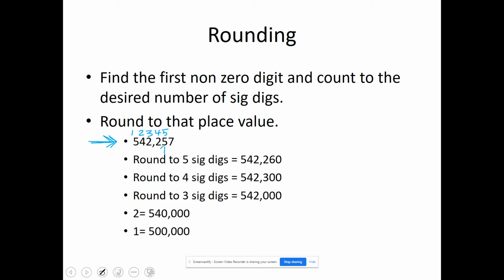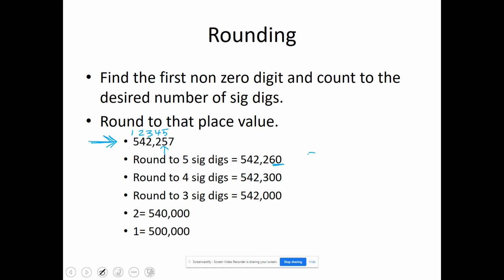Right here. I don't know why my arrows are disappearing. Okay, the number after it is a 7. So if it's 5 and above, we're going to give it a shove. So 57 is going to round up to 60. You have to put a 0 in there as a placeholder. You can't just drop it off and say, I'm not going to put this 0 there.